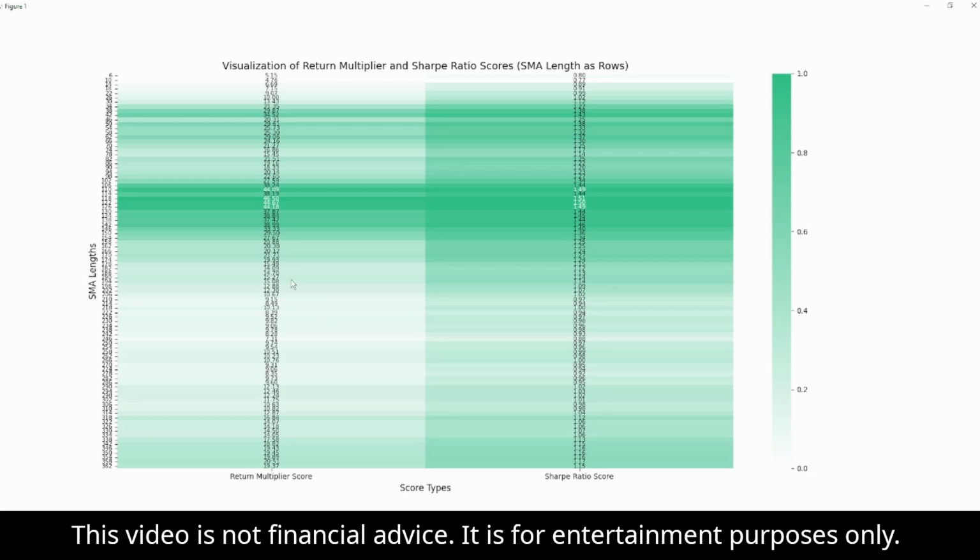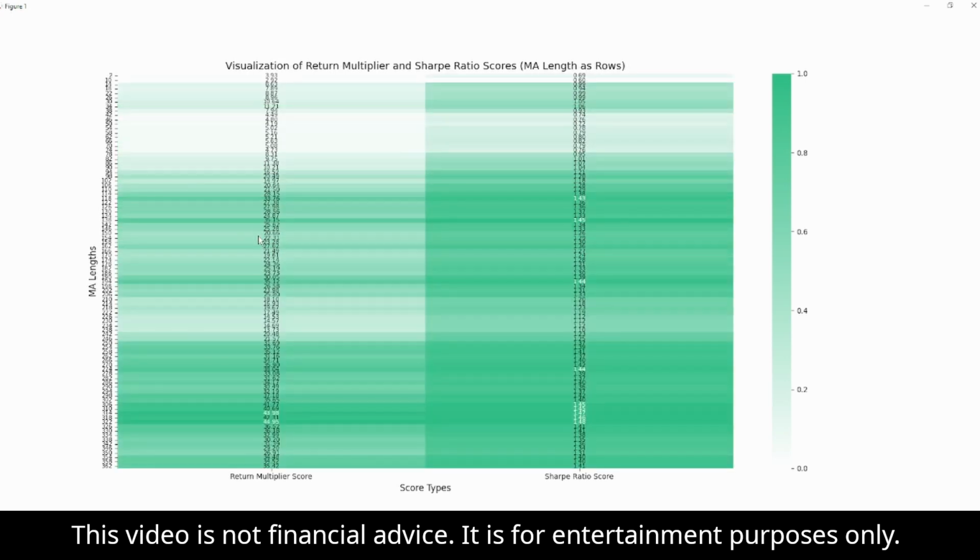So as you can see, the best simple moving average period length would be around 130 for the daily time frame, and for the Hull moving average, there are many lengths that seem good at first sight, so around maybe 140 and also 300 here.